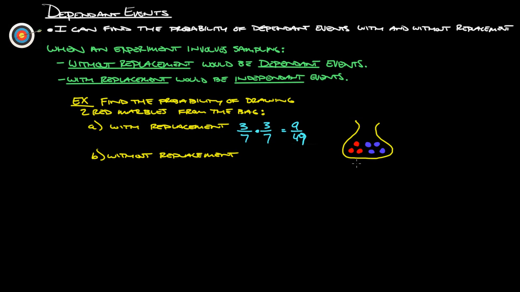9 out of 49 probability that you will be able to draw 2 red marbles in a row from the bag. Okay, now without replacement, again, we're starting like this, but now we are figuring out the probability of pulling a red marble out first, so that's still 3 out of 7. Okay, but now we take one of those.